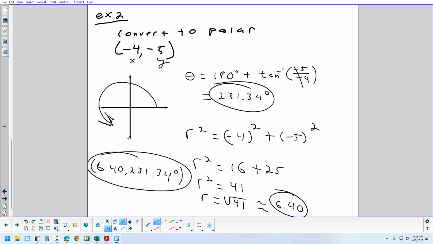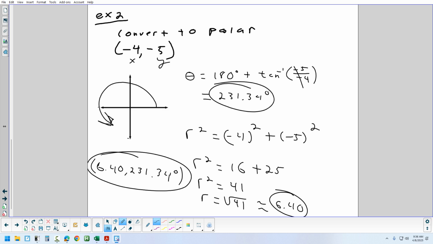So 6.40, comma 231.34. Radius, comma theta. If you switch the order of the radius and the angle, that doesn't work. Yeah, that's wrong. It's like switching x and y. It's a different point. All right. So any question on that?